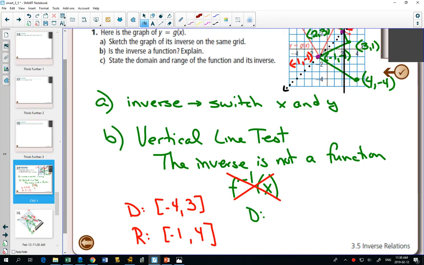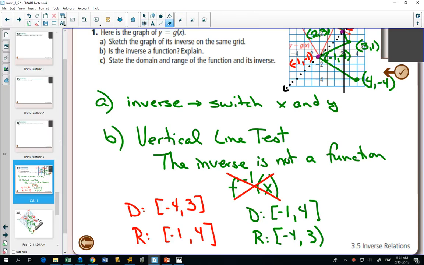On my green graph, domain and range, my smallest x value on my green graph is -1. Largest value on my green graph is +4. We use square brackets in interval notation because those values are included. And in my range, my smallest y value on my green graph is -4. My largest y value on my green graph is +3.